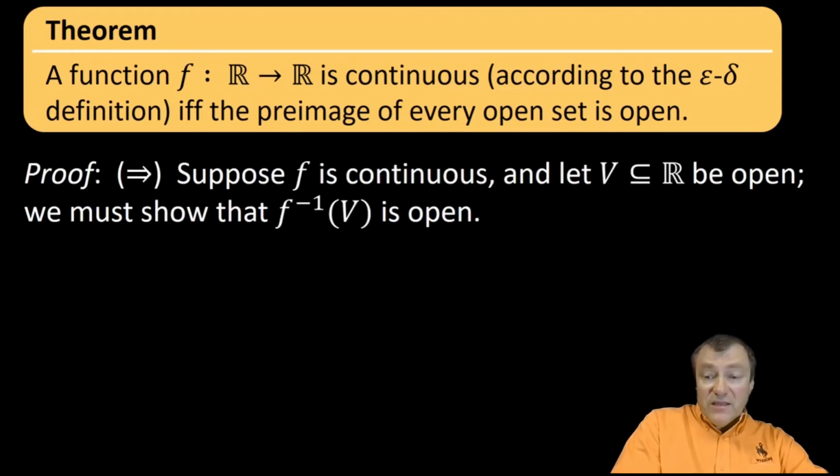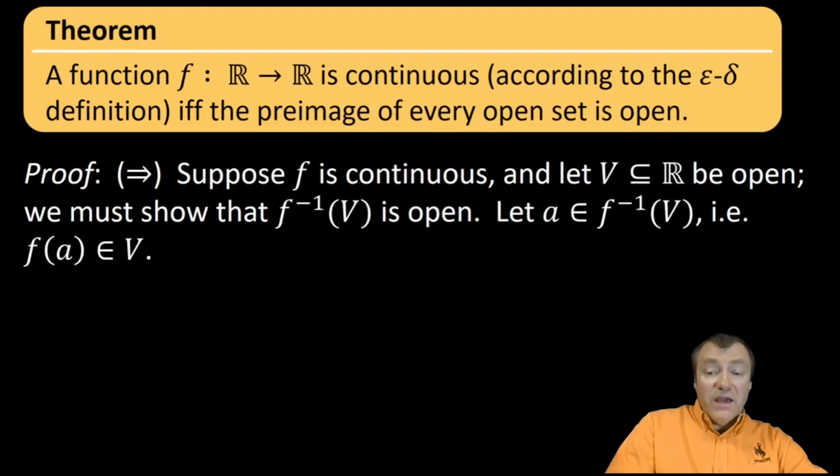Enough prevaricating, let's do a proof of this theorem. This is an if and only if statement. I'll take the forwards direction first. So we assume that f is continuous by the Calc 1 definition, and let V be an open subset of the reals. We need to show that the preimage of V is open.